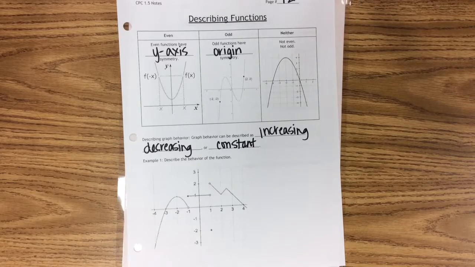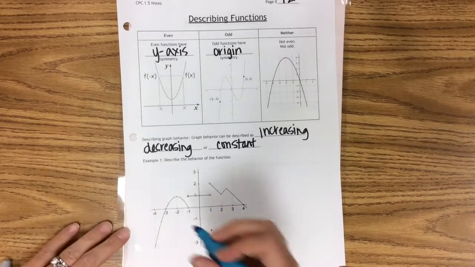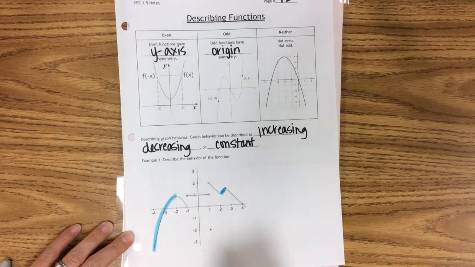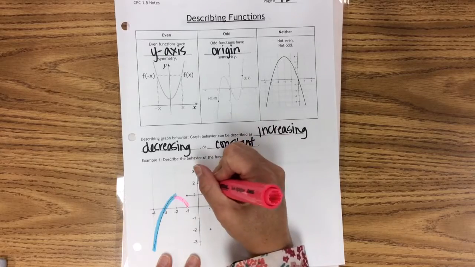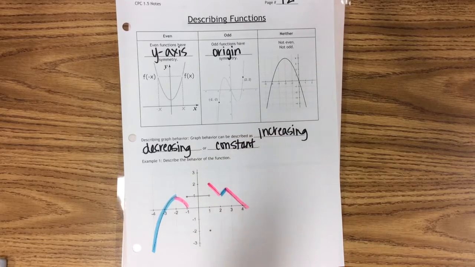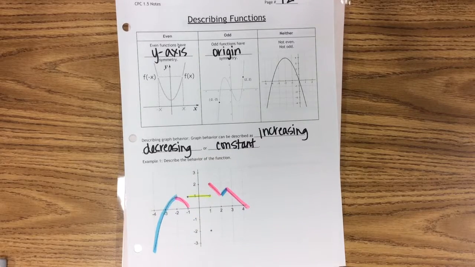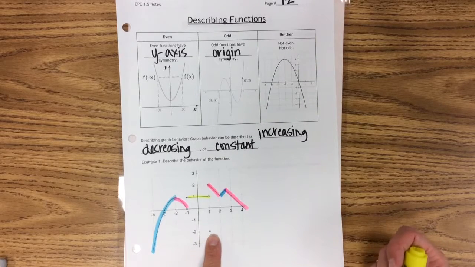So I'm going to take a blue highlighter and find all of the spots where it is increasing. So I would say here it's increasing, and here it's increasing. Okay, it's where it's going up. Take pink and do decreasing, decreasing, decreasing, decreasing, where it's going down. And then last is constant, that's where it would be going straight across. We're not describing points, so we won't do anything with that point.